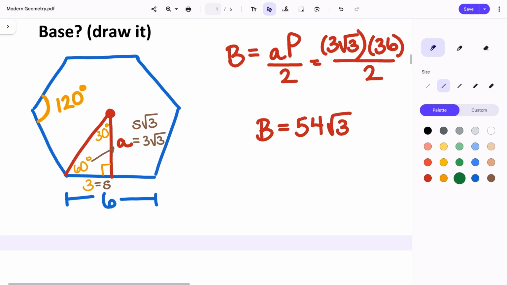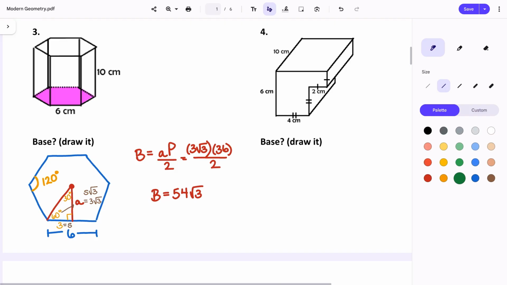All right, we are almost done, but we're not completely done. Now, honestly, the hard part's over. This is what's going to take up the most of your work, finding the area of the base, especially when you start to get into these really weird shapes. So this one is your area of your base, but now I need to go back to volume.